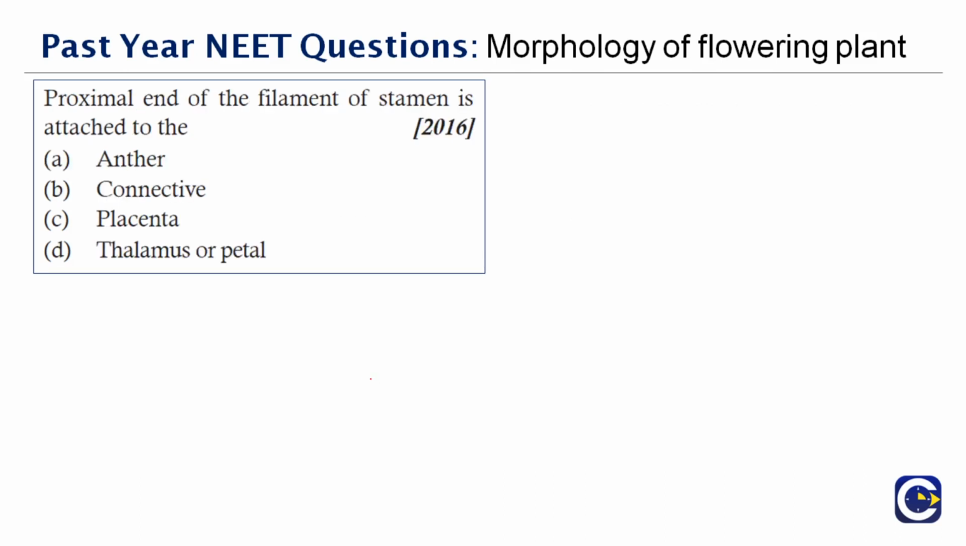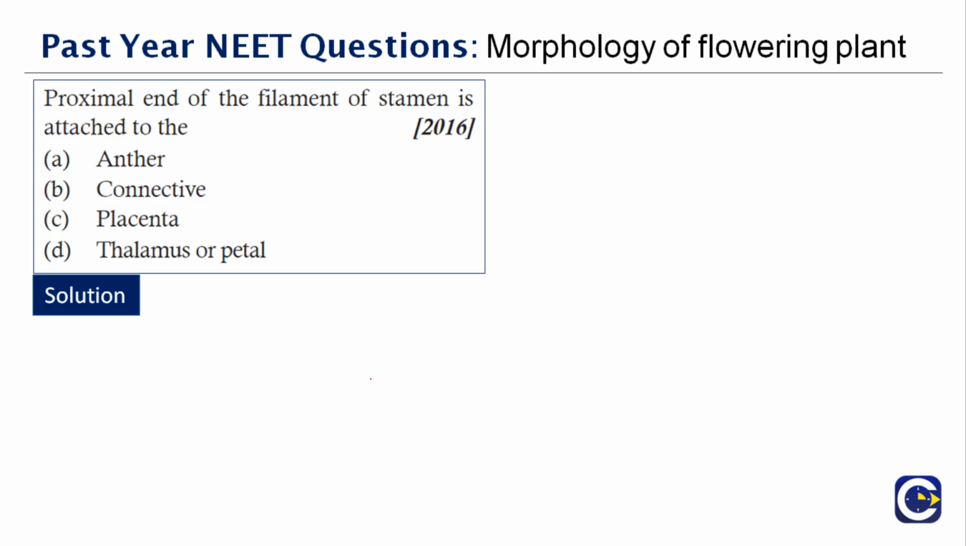Next question. The proximal end of the filament of stamen is attached to the dash. Okay, so where is it attached? You should know what the answer is, because we already discussed it. So what is a stamen? How do we describe a stamen? The stamen is the male reproductive organ of a flower. It produces the pollen. The stamen will have two parts: one is the anther and the other is the stalk.